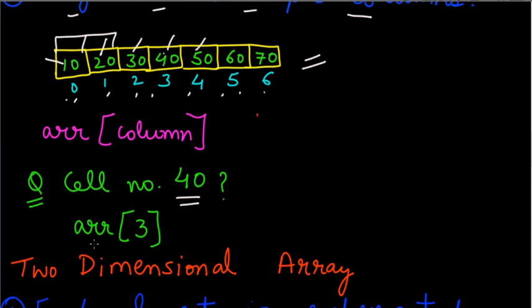We write an array. It can be a or ar, a double r. Then in brackets we write the position, index number. So 10 is at 0 index, 20 is at 1, 30 at 2 index, 40 is at 3 index. So we represent as ar[3], cell number 40.